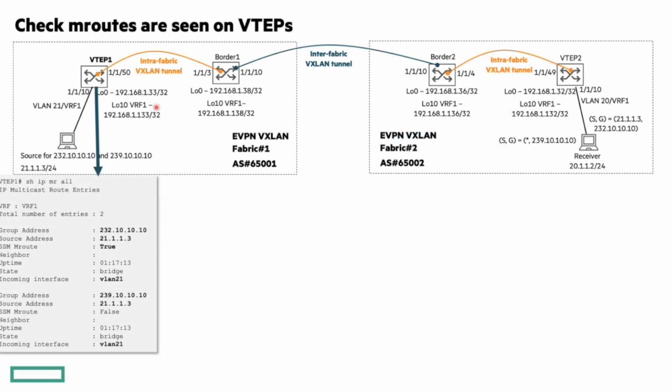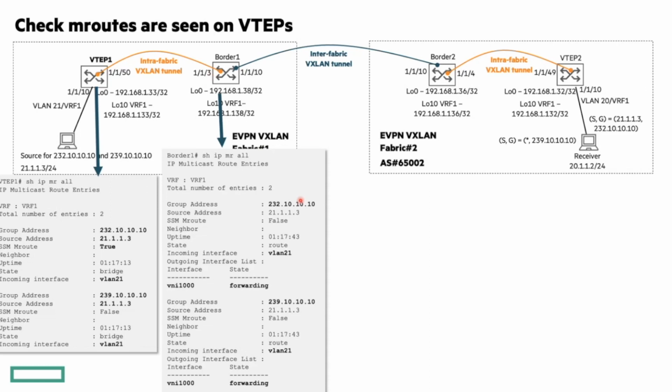Finally, check the MRoutes. On each VTAP you can check, just like Unicast. You can see here, this VTAP has a route for this SSM MRoute, which is true. Its incoming is VLAN 21, and for the 239.10.10.10, same thing. It's from this source. Incoming is VLAN 21.